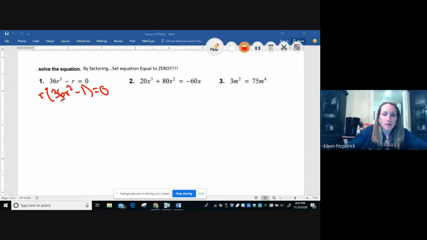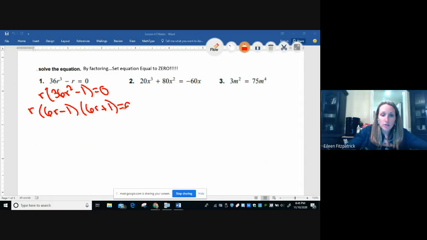Now, inside the parentheses, I count my number of terms. I have 2 terms. The only way to factor 2 terms is if it is a pattern, a difference of perfect squares, or it could be a difference of cubes or sum of cubes. This is a difference of perfect squares because both terms are perfect squares. So it's going to factor to 6r minus 1 and then 6r plus 1.